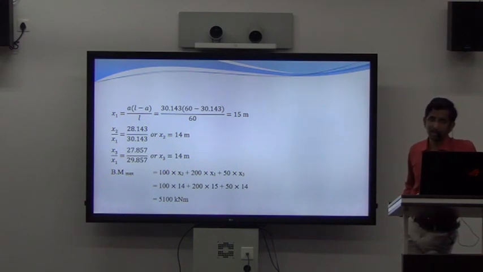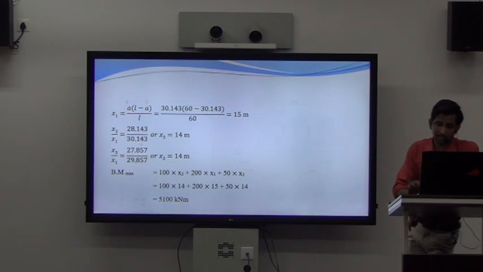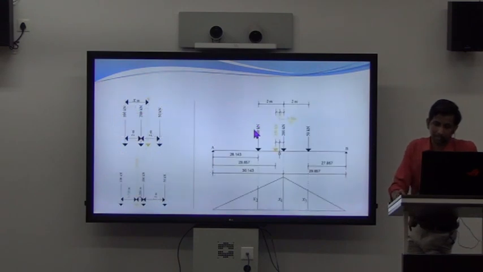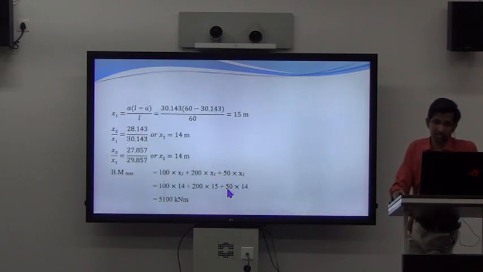After getting the ordinates, what remains is to calculate the required quantity. To calculate the absolute maximum bending moment, multiply 100 kilonewton with x2, add that to 200 kilonewton with x1, and again add that to 50 kilonewton with x3. Substitute all these values and you can see that the absolute maximum bending moment will come around 5100 kilonewton meters in this case. I hope the procedure is clear to you.